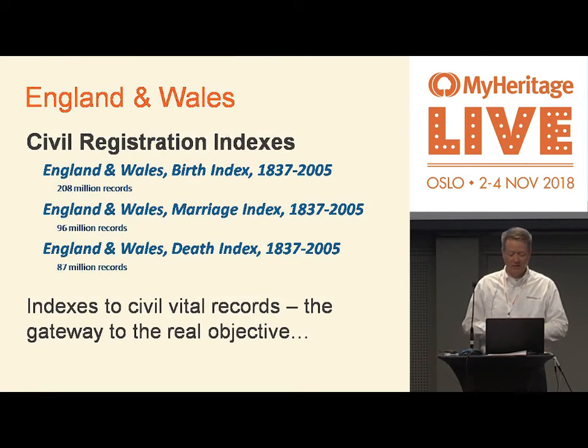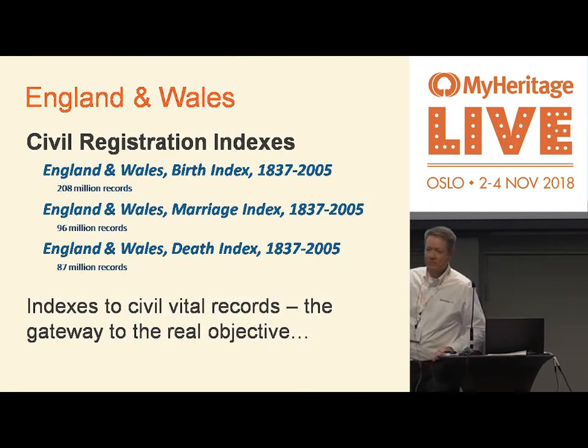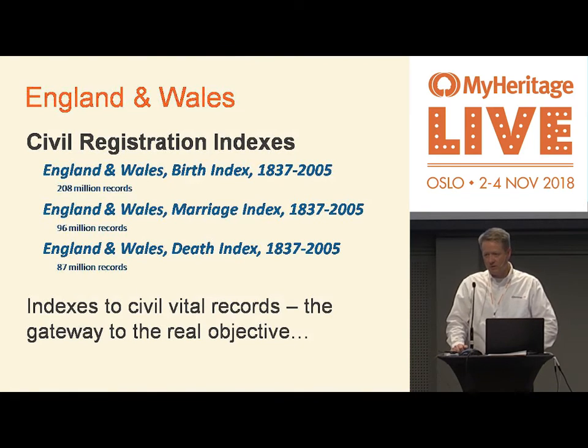So we have these indexes. Again, these are available at other sites as well, but an important collection also at MyHeritage, the Birth Index, Marriage Index, and Death Index up through 2005. Yes, question? Sure. So her comment was, I think once you have the information, you can go directly to the registration office. Is that in Kew? No, that's the National Archives.